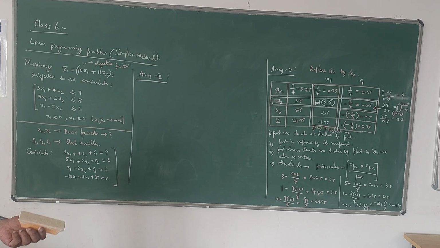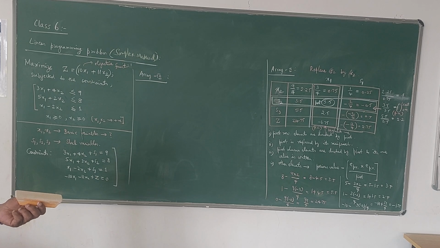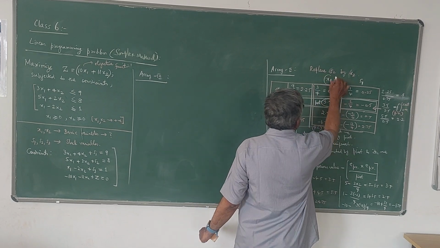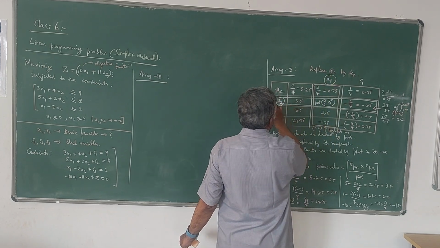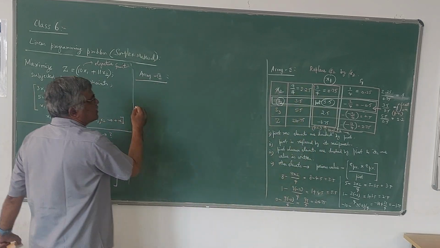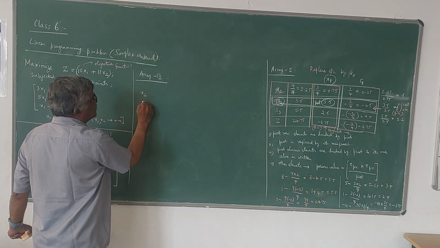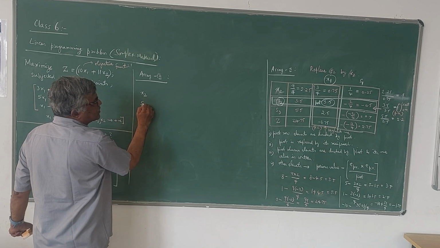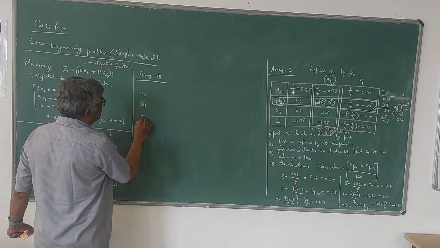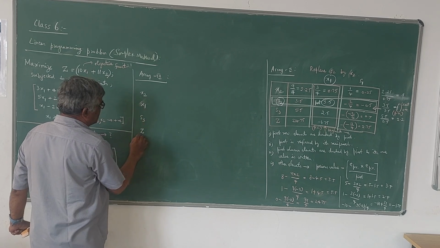Next table, what we have to do here is, we have to replace that S2 by X1. So these two should be replaced. Because this is the pivot row, this is the pivot column, those two should be replaced. So that means here now X2, S1, X1, then these two remain S3 and Z. So this is all pivot.